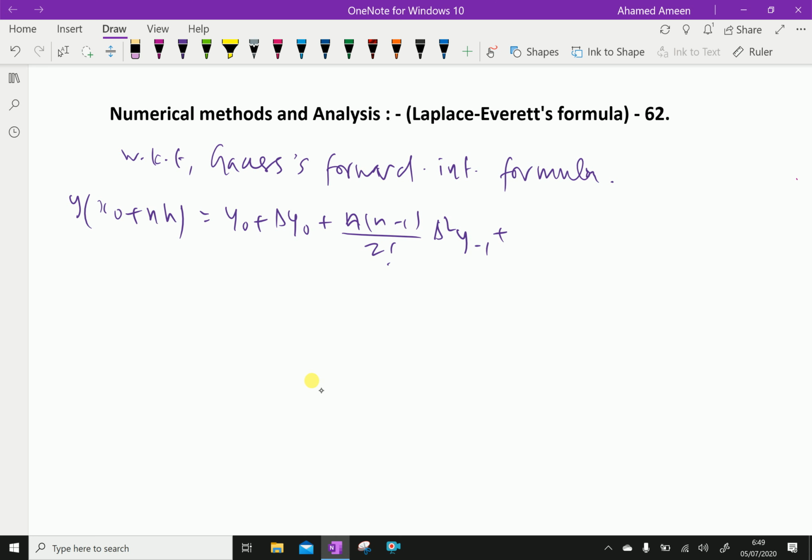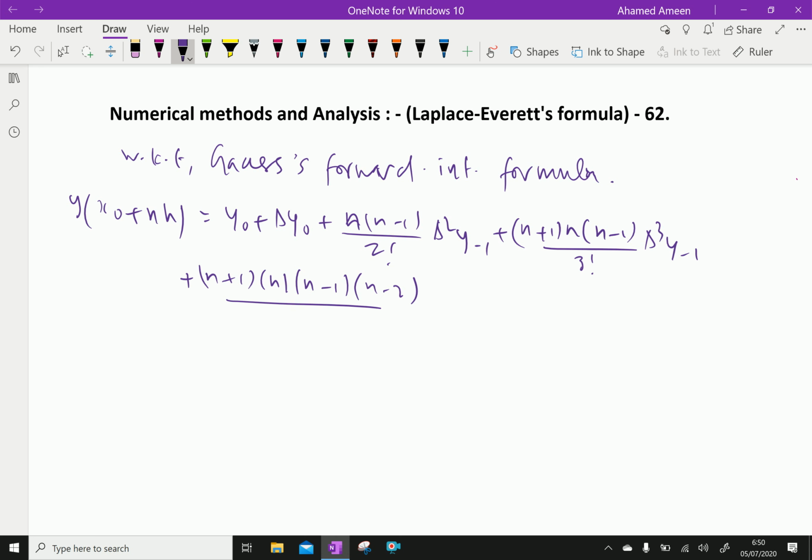Now, n plus 1, n, n minus 1 by 3 factorial delta cube y of minus 1 plus n plus 1, n, n minus 1, n minus 2 by 4 factorial delta power 4 y of minus 2.